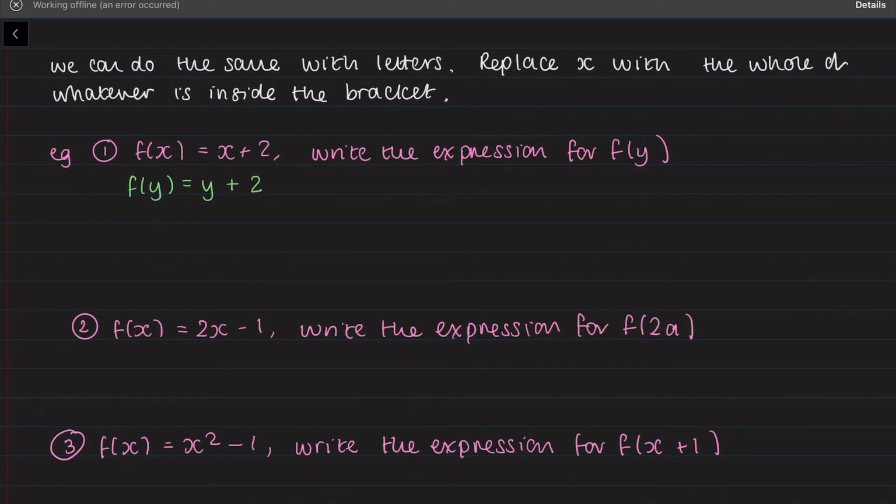For example 2, if I have f of x equals 2x minus 1, and I need to write the expression for f of 2a, everywhere I have x, I replace with 2a. So I end up with 2 times 2a minus 1, which is 4a minus 1.